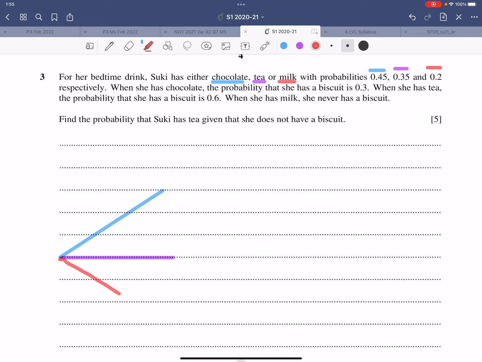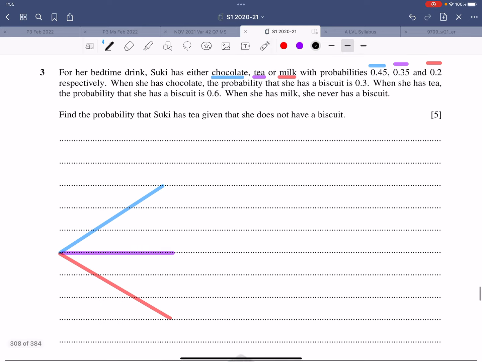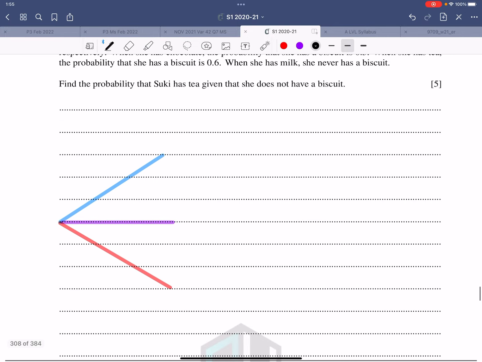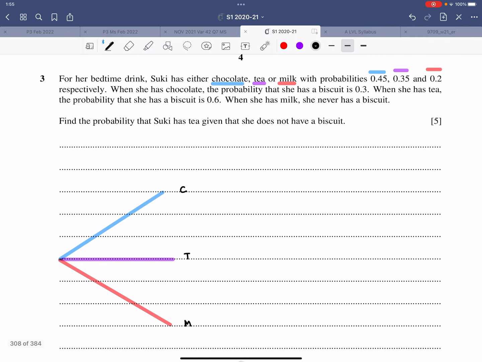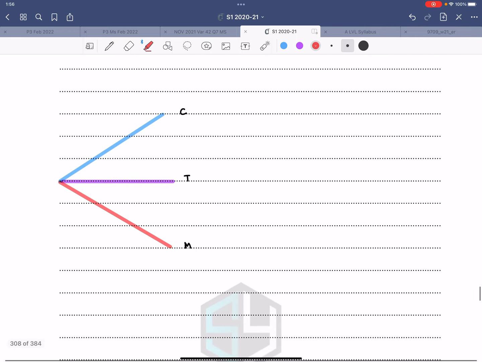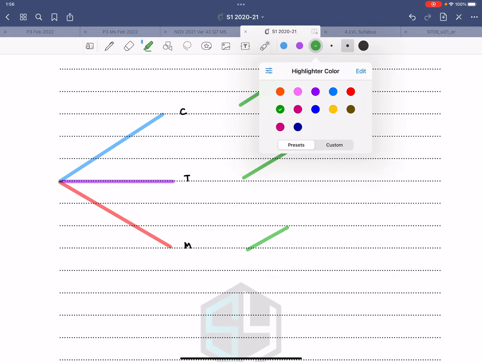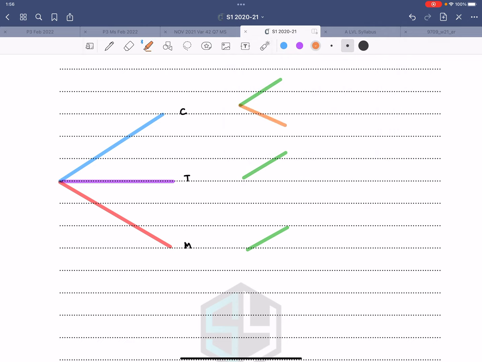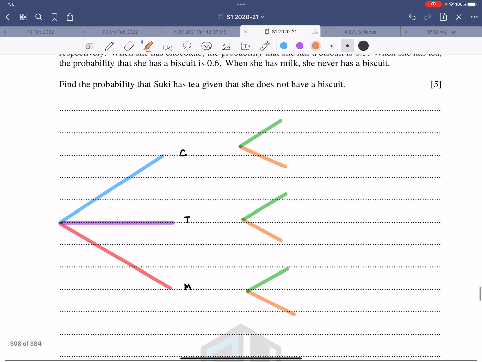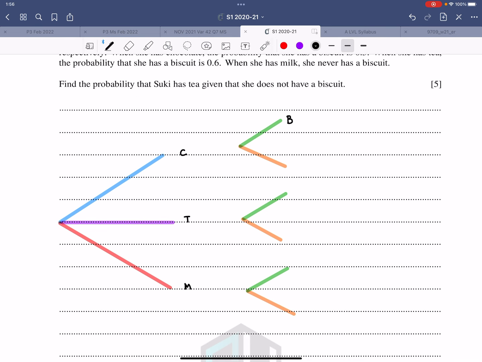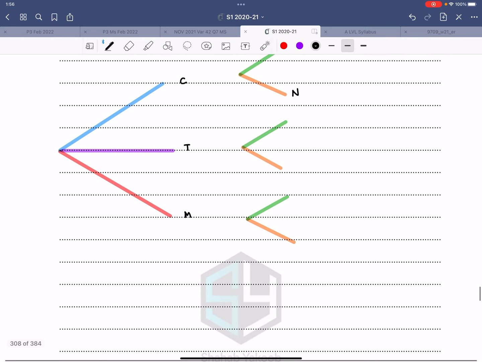So this is chocolate, tea and milk. And it's about eating biscuit, yes or no. So therefore, eating biscuit yes is in green, and no is in orange. So this is about biscuits, and this is about not biscuits, biscuit and no biscuit. So that is for this part.